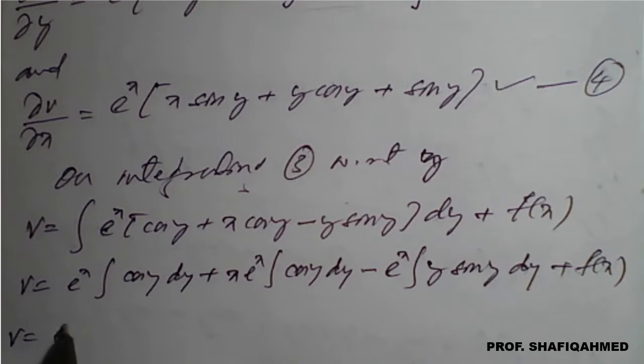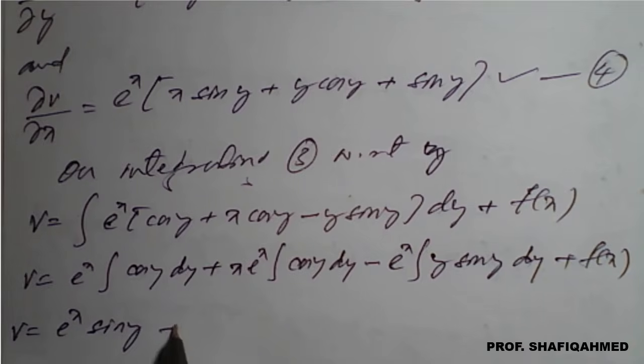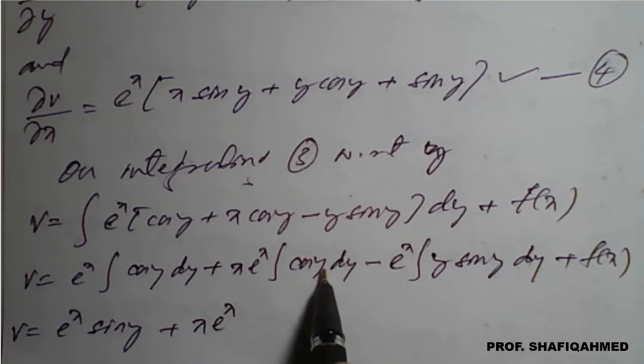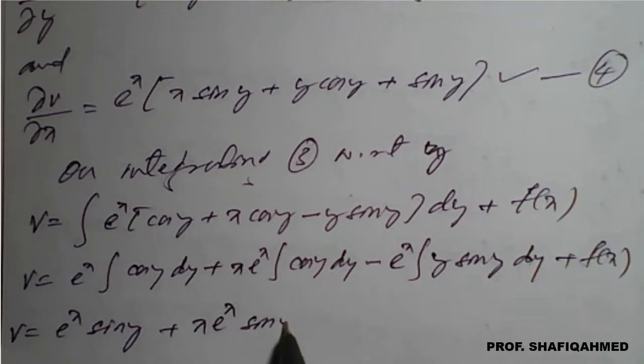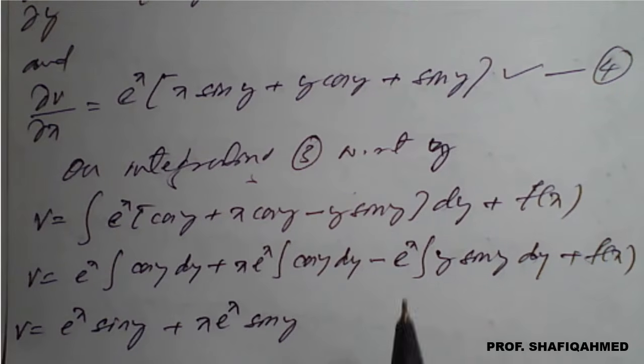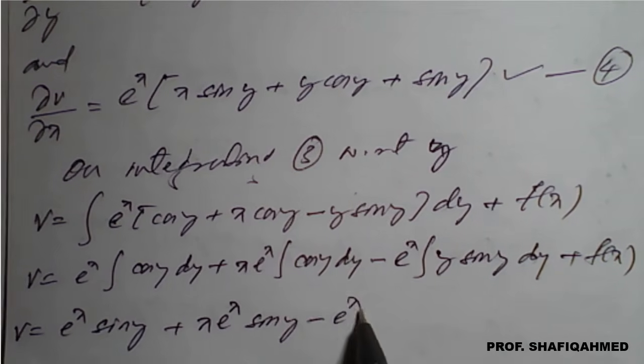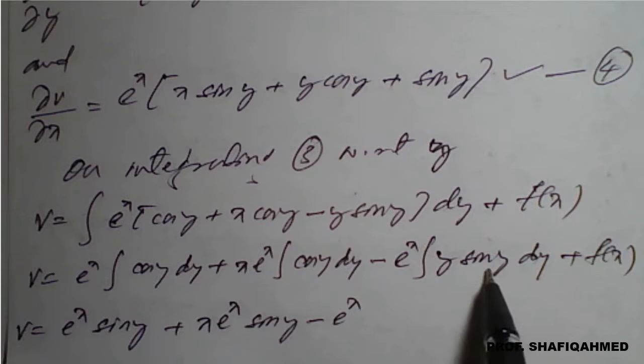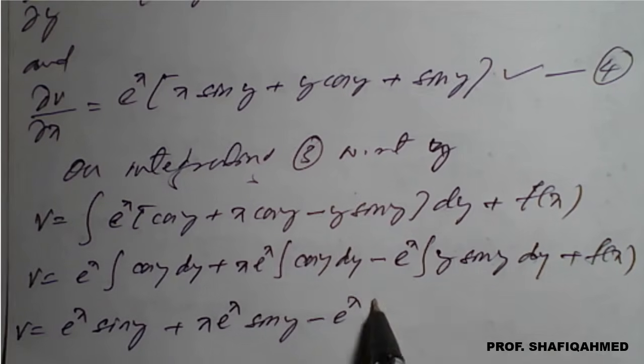So v is equal to e raised to x as it is. Integration of cos y with respect to y is sin y plus x e raised to x is a constant. So integration again cos y is sin y minus e raised to x. So for this we need to go for Bernoulli's, y sin y. We need to apply Bernoulli's formula.